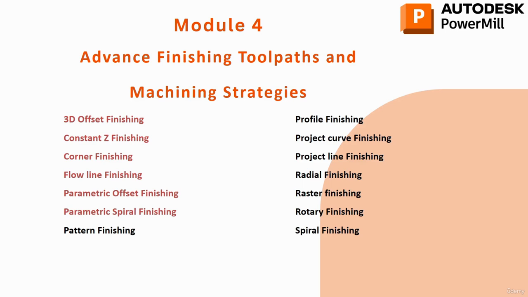So if you have the idea of how we can perform the parametric offset finishing, then it will be very easy for you to understand the parametric spiral finishing, not the offset, spiral. And the spiral means like going down like a spring wave, okay? So let's just start it and do the parametric spiral finishing.